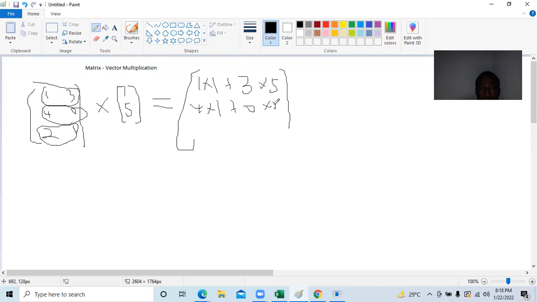This is very simple, so I'll take only one example because of time. Then we have 2 times 1 plus 1 times 5. So this is going to give us 1 plus 15, that's 16. 4 plus 0, that's 4. Then 2 plus 5, that's 7.